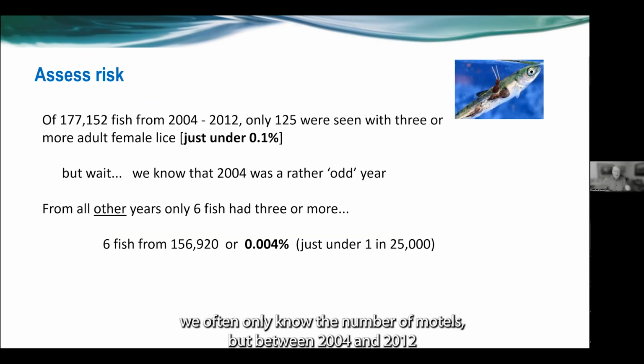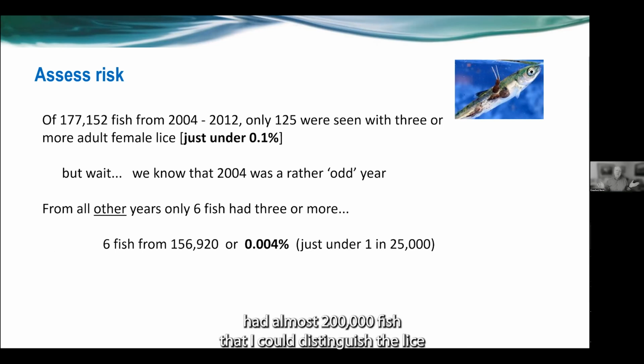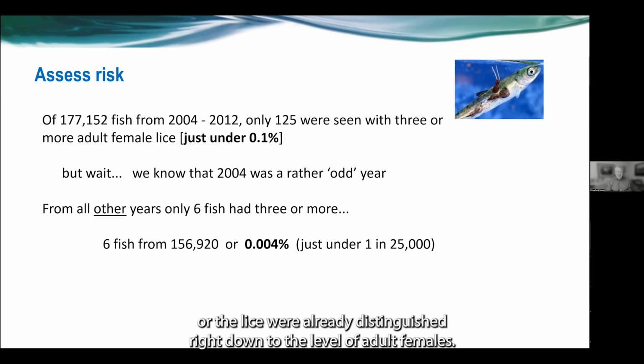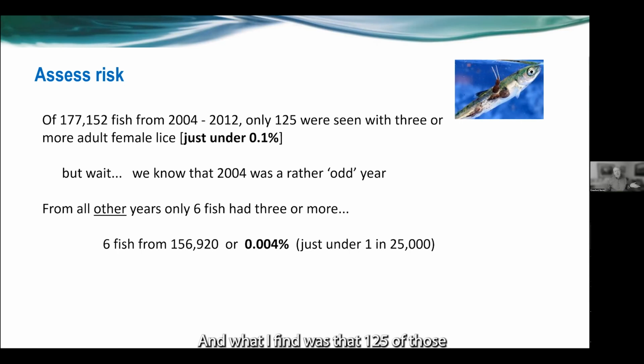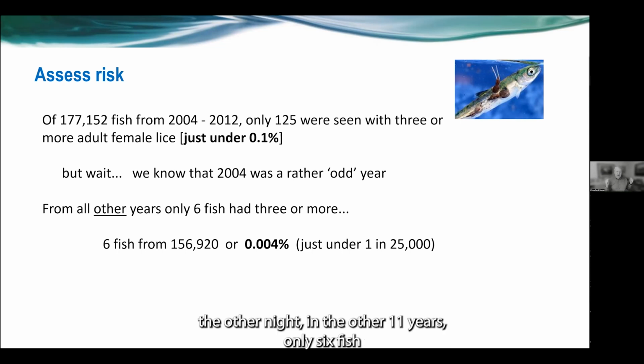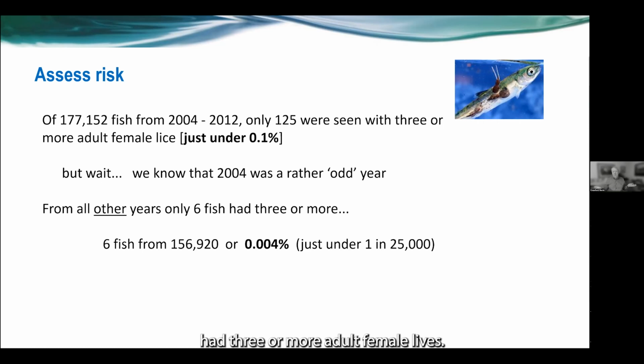We often only know the number of motiles, but between 2004 and 2012, I had almost 200,000 fish where the lice were already distinguished right down to the level of adult females. And what I found was that 125 of those actually had 3 or more adult females. There's only 125 fish that looked like this fish here out of almost 200,000. But remember that 2004 was a very high infestation year. So let's take 2004 out of the equation. If we look at the other 11 years, only 6 fish had 3 or more adult female lice on them. So that's 6 fish out of 160,000 fish. That's less than 1 in 25,000.